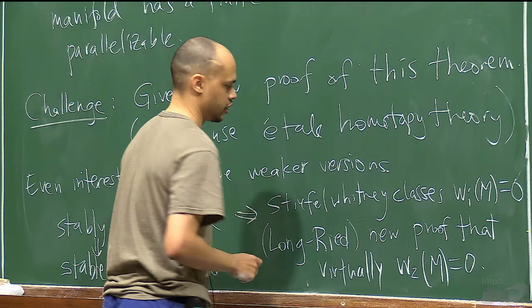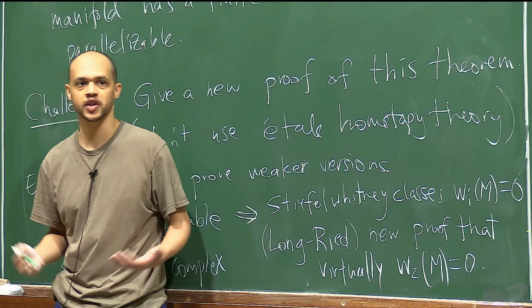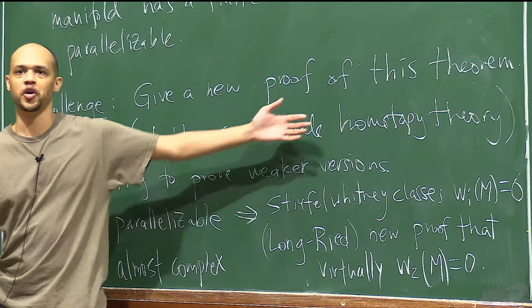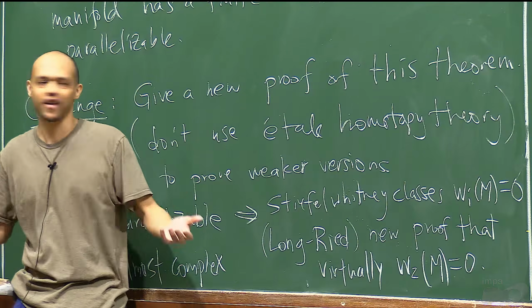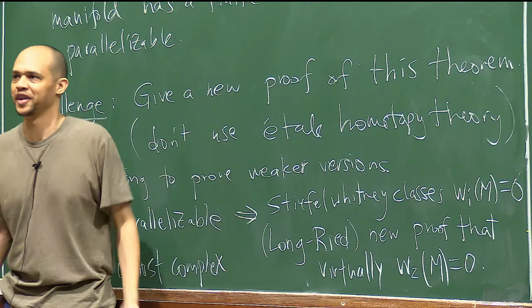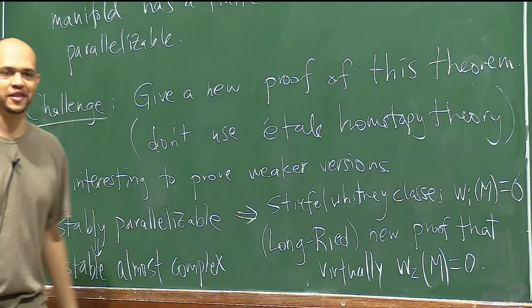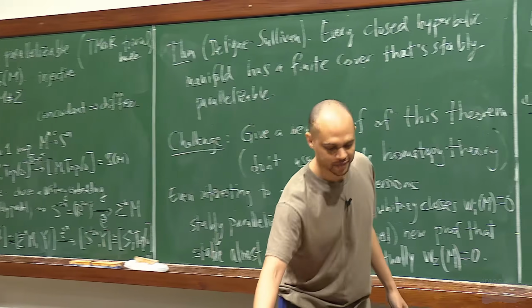I think us hyperbolic geometers should be somewhat embarrassed that the étale homotopy theorists probably look at us and say, after all, this is from the 70s or something. After all that time, you haven't come up with your own proof. So I think that's something that should be done. All right, I'll stop there.